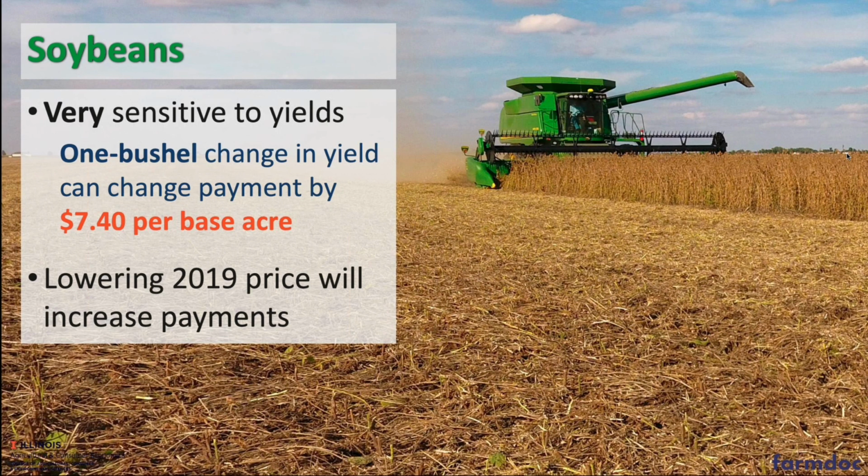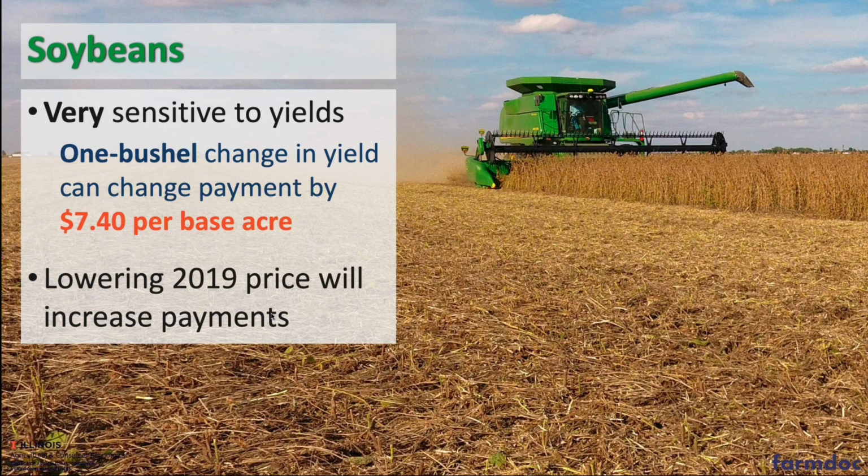So just another note here on soybeans, it's very sensitive to yields. A 1 bushel change will change the ARC County payment by about $7.40 per acre. That's the projected price times 0.85, and lower 2019 market year average prices will increase payments until we reach that maximum level, and vice versa, higher prices will reduce those payments. And again, why we're seeing ARC County make payments this year is because of that relatively high benchmark price compared to where prices are at now.